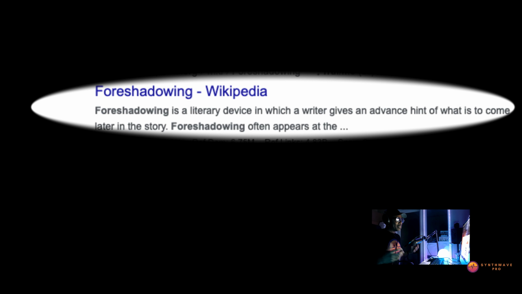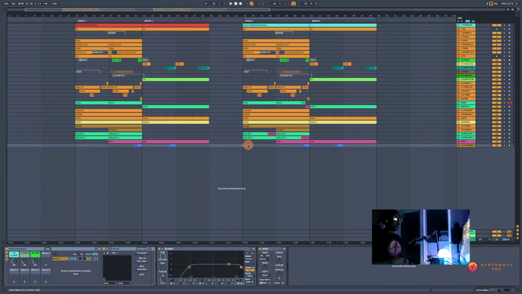So foreshadowing is defined as the literary device in which a writer or songwriter gives an advanced hint of what is to come later on in the story or the song. All right, so what you see on screen here are two identical arrangements. We are moving from verse to a break without foreshadowing, and over here on the right, we're moving from verse to a break with foreshadowing.